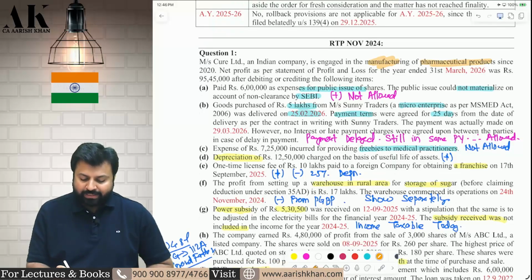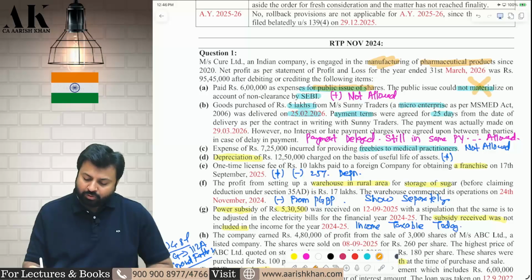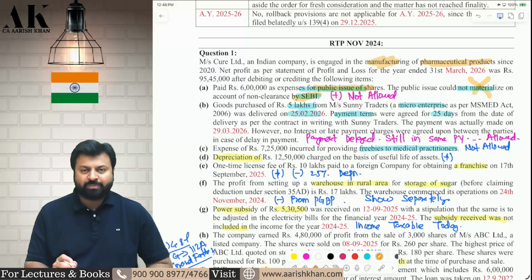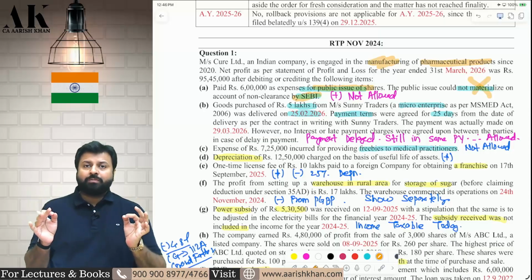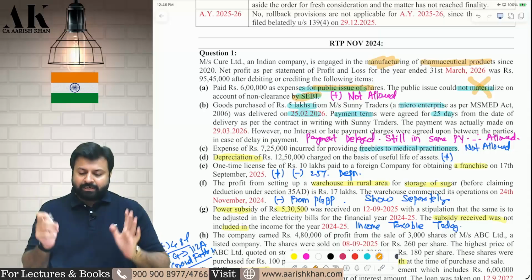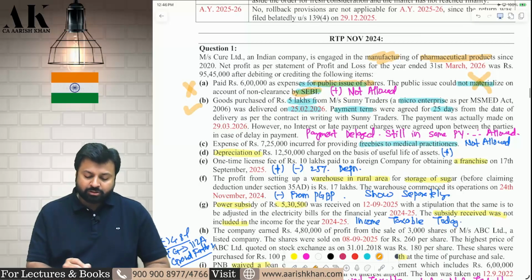The first thing: you are incurring 6 lakh rupees as public issue expenses, which will not be allowed as a deduction. Any expense incurred for issuing shares is not allowed, even though the public issue could not materialize due to non-clearance by SEBI. It doesn't matter. Any expense incurred with respect to a public issue, a share issue, is a capital expenditure. Therefore, it is not allowed as a deduction. Be very careful.